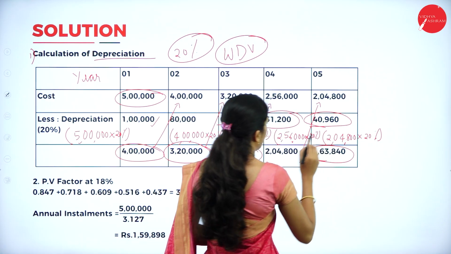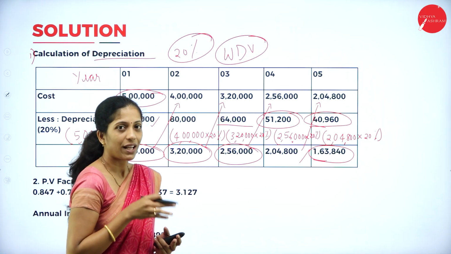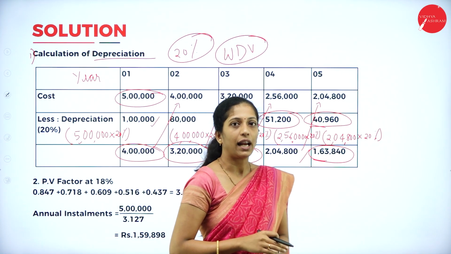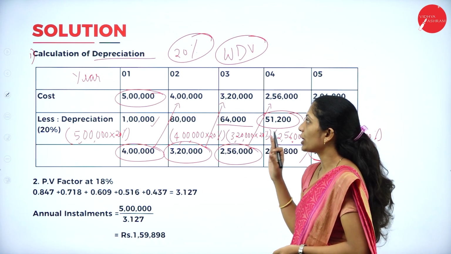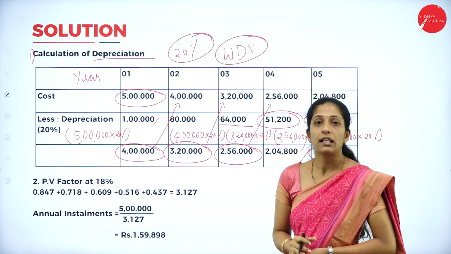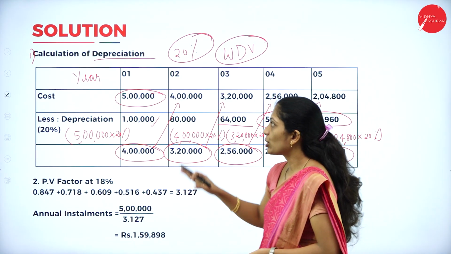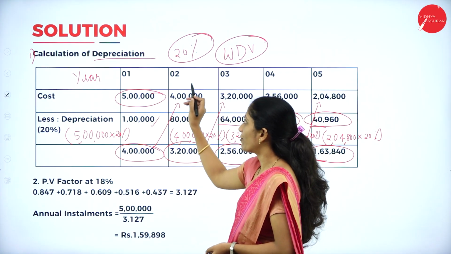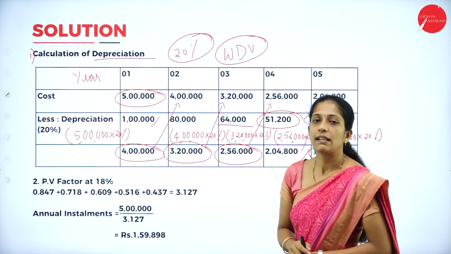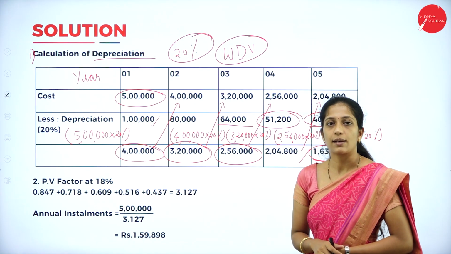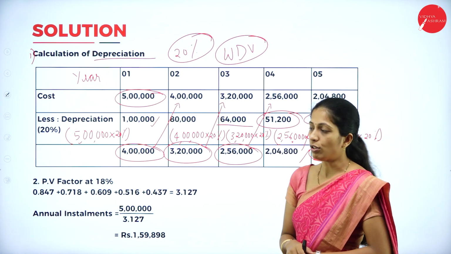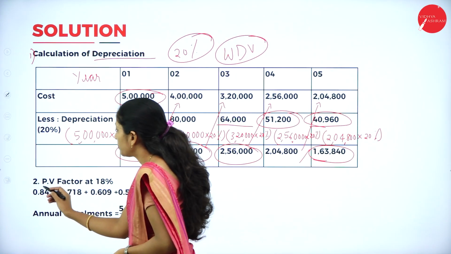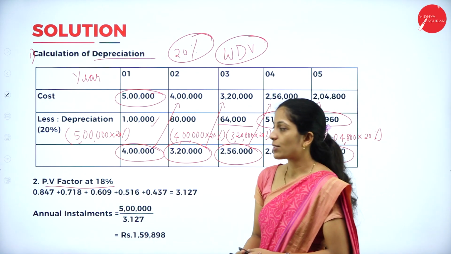So the total cost of the asset at the end of the fifth year is 1,63,840. This is how you calculate depreciation under the written down value method. Cost less depreciation, and on the deducted amount we calculate the depreciation for the next year, because we are calculating depreciation on the written down value method. Now we have calculated the depreciation. And the next step is what?